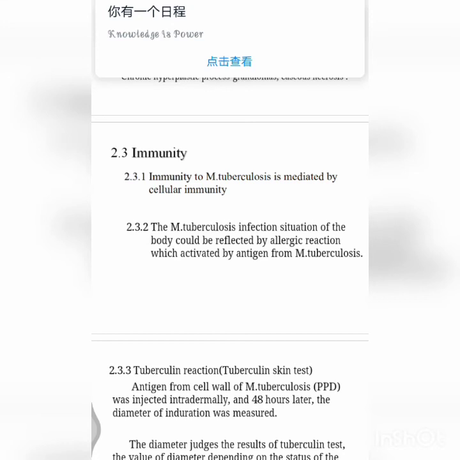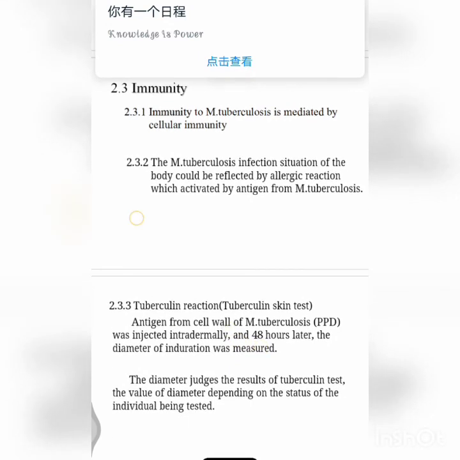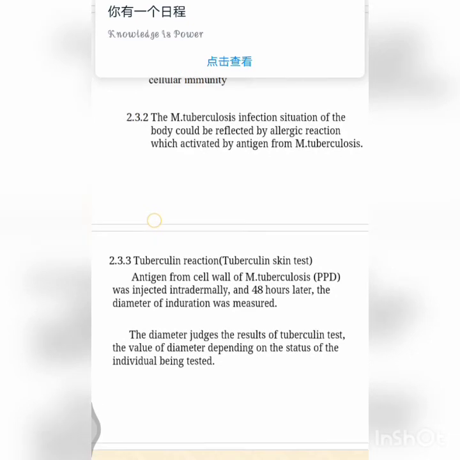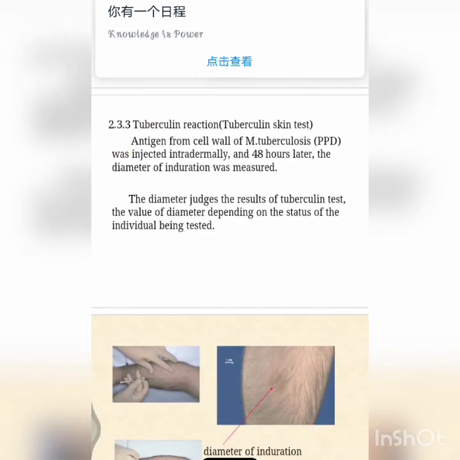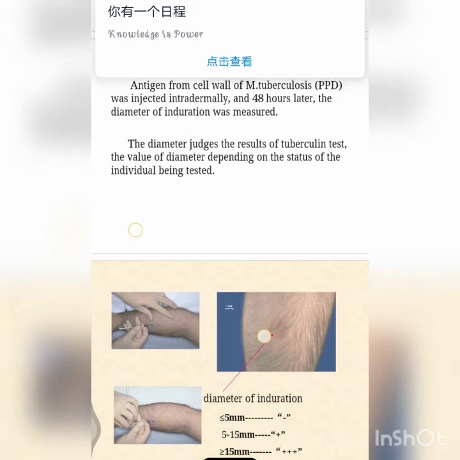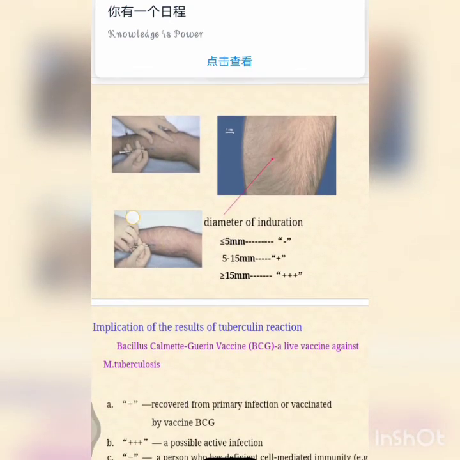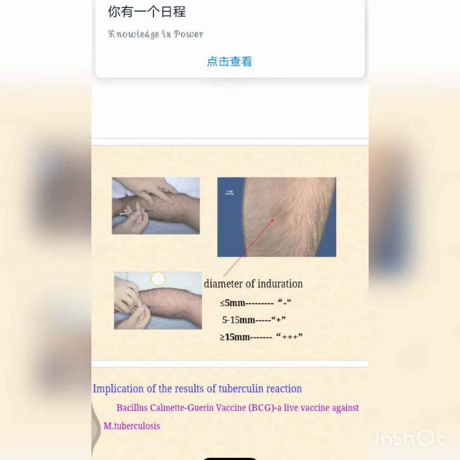And how is the tuberculin test useful? Because it involves a type 4 hypersensitivity reaction, let us understand this now. An antigen from the cell wall of M. tuberculosis, that is PPD, is injected intradermally, so on the skin we inject it, and after 48 hours the diameter of induration is measured. The diameter judges the result of the tuberculin test, and its value depends on the status of the individual being tested. You can see the procedure of how we give it intradermally. If the diameter is less than 5 millimeters it is negative, and if it is 5 to 15 millimeters then it is positive.